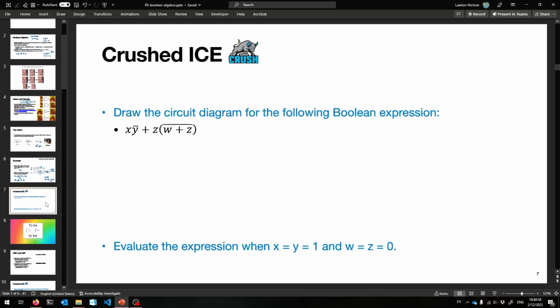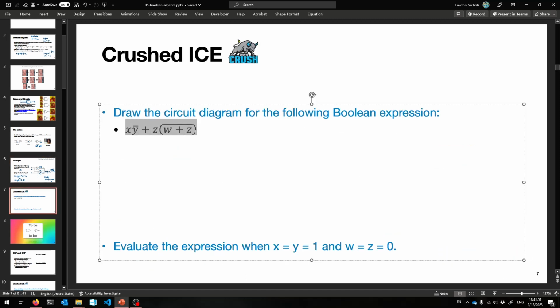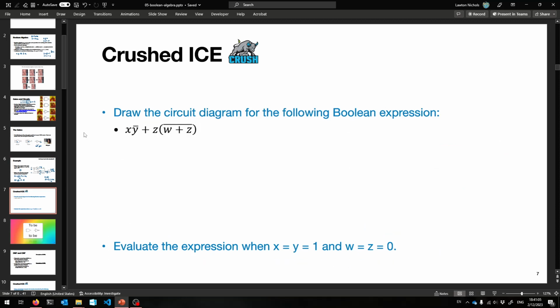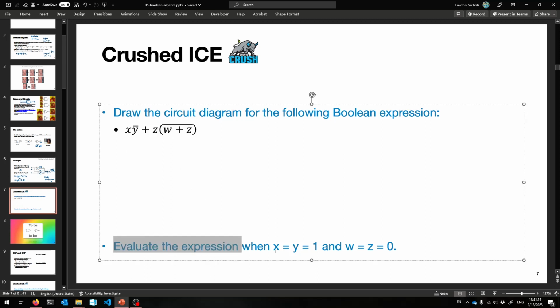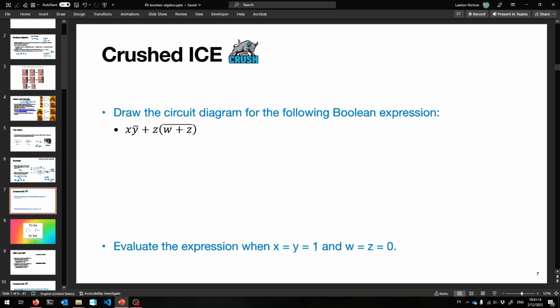You try. So here is a Boolean expression written in the new style. Draw a circuit diagram for it. See if you can get that with the AND gates, the NOT gates, the OR gates, whatever you need. And then, once you have it made, go and evaluate it too. When x is 1 and y is also 1, and then when w and z are both 0. So give that a try.